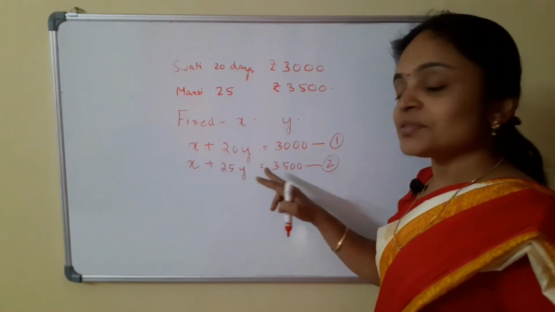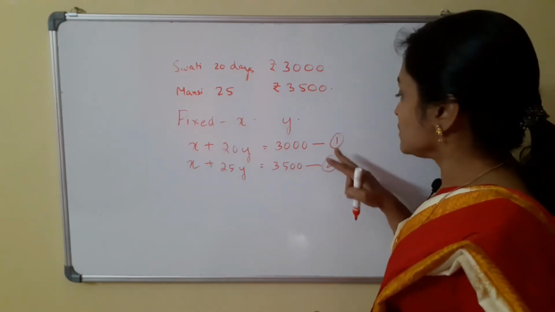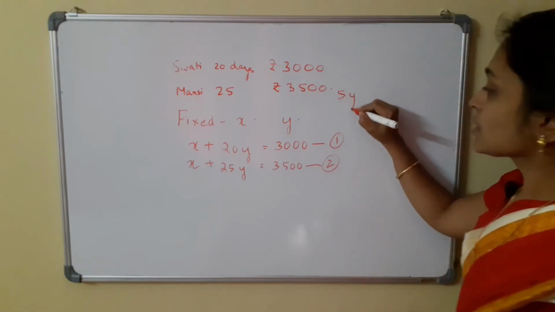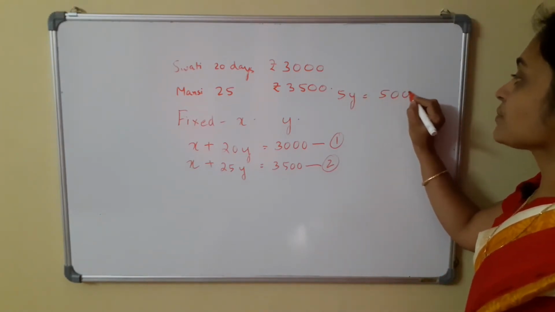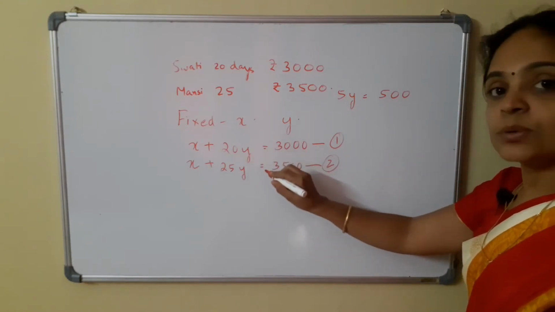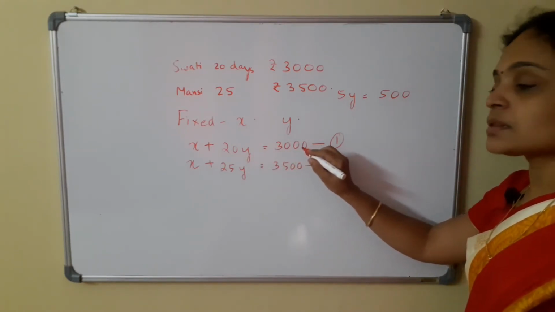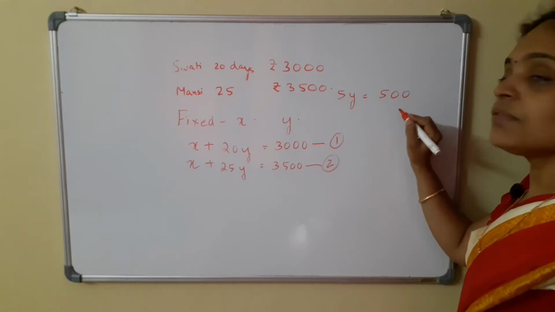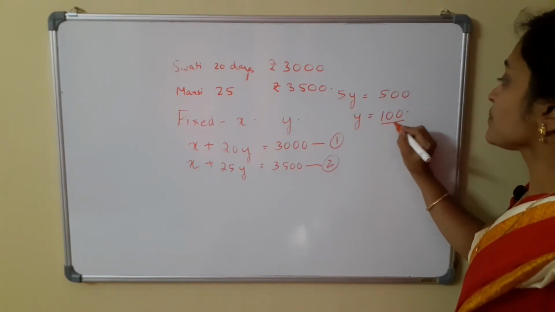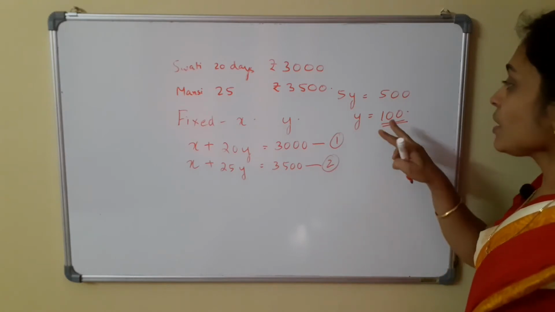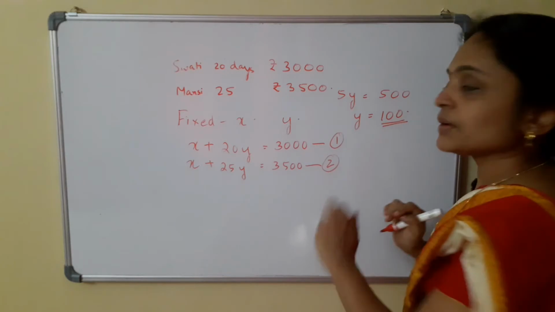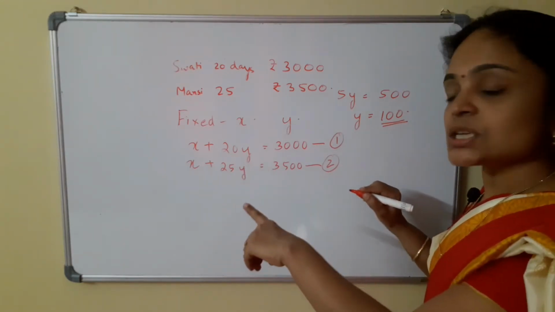If you want to solve this equation, you can subtract 1 from 2, right? So you will get 5y equal to 500. 25 minus 20 is 5. 5y equal to 3500 minus 3000 is 500. 5y equal to 500. So what is y? y equal to 100. So the charge for food is 100.